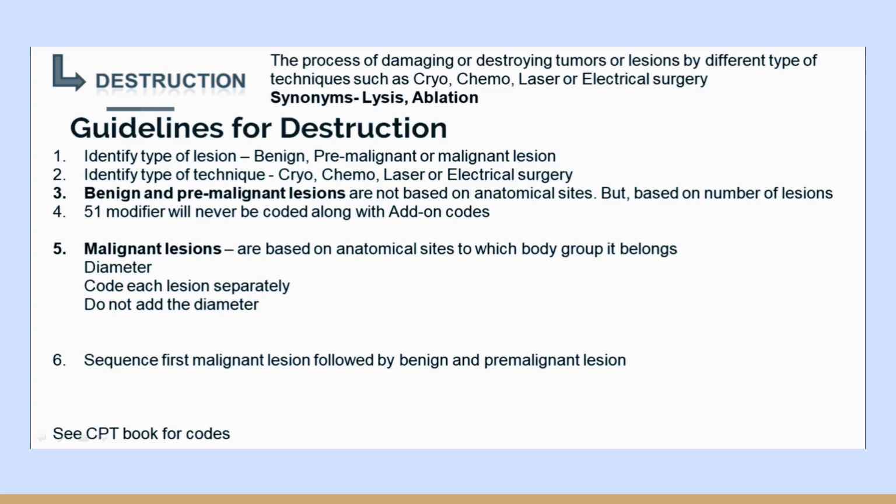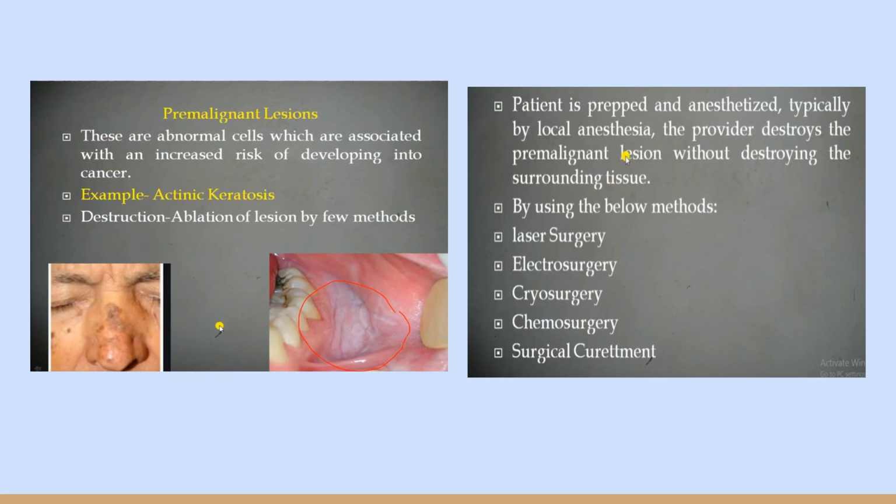And as far as the malignant lesion destruction is concerned, they are based on the anatomical site, and we do have an anatomical grouping. And we see the diameter of the lesion, and we do not add the diameter of the lesions. This is a very important code. We code each lesion separately, and if the doctor has destroyed the malignant and the benign lesion in one sitting, or the pre-malignant lesion in one sitting, then the hierarchy is we always code the malignant first, followed by the benign or pre-malignant.